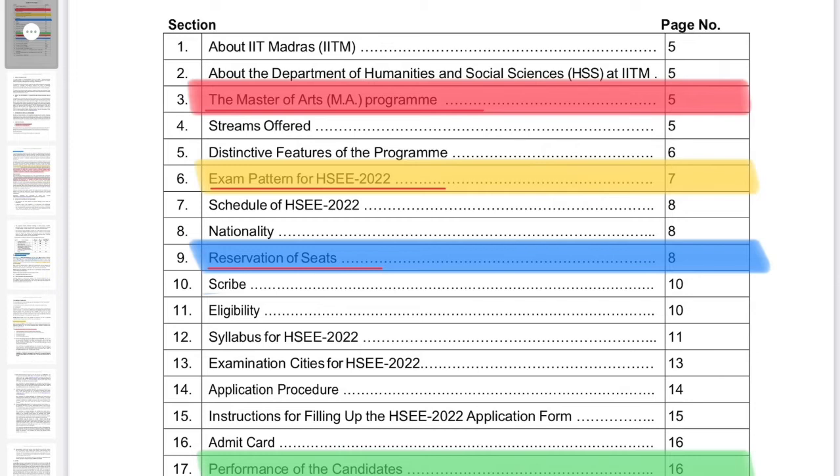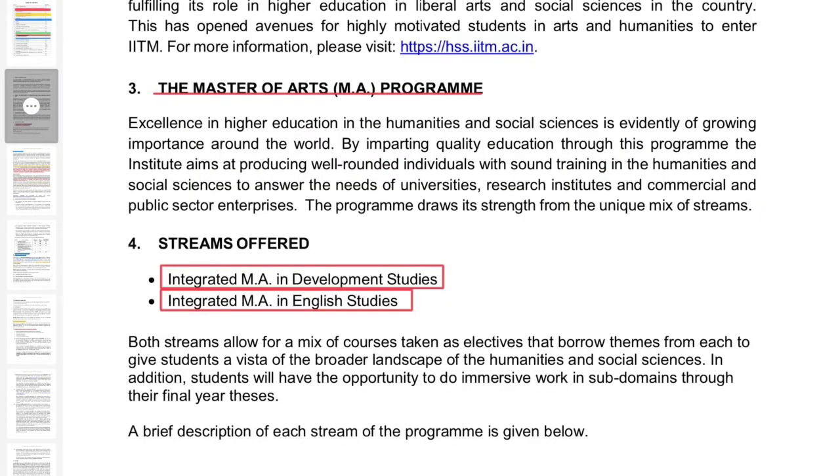Alright, let's now discuss those key information about HSE mentioned in the information brochure. At first, let's talk about the MA program of HSS department. The MA program of HSS department is a unique program which provides a Master of Arts degree in two streams, that is in Development Studies and in English Studies. This integrated program is for 5 years and students can write the exam for HSS after 12th class.